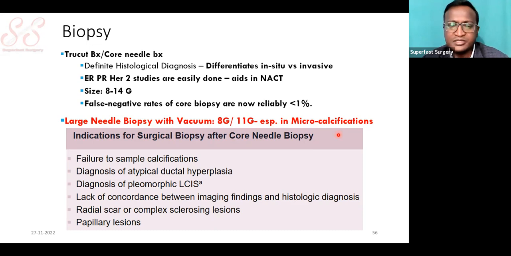Many a time we will come across a situation where we will not have a clear cut report like invasive ductal cancer. Rather, we will be having atypical ductal hyperplasia, okay, pleomorphic LCIS, okay. There will be situations when there is discordance between the imaging finding and the histological finding. Imaging will be saying it is BI-RADS 5, BI-RADS 4C, but on histopathology, it will be atypical ductal hyperplasia or intraductal papilloma. So those are the situations where we have to do surgical biopsy. What does surgical biopsy mean? Wide local excision. So these are the situations where we have to do surgical biopsy after core needle biopsy, the role of excisional biopsy in case of breast cancer.